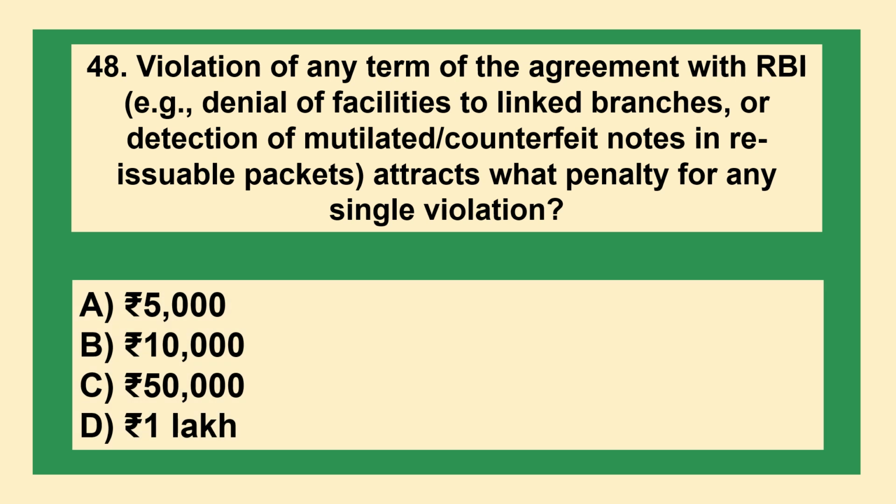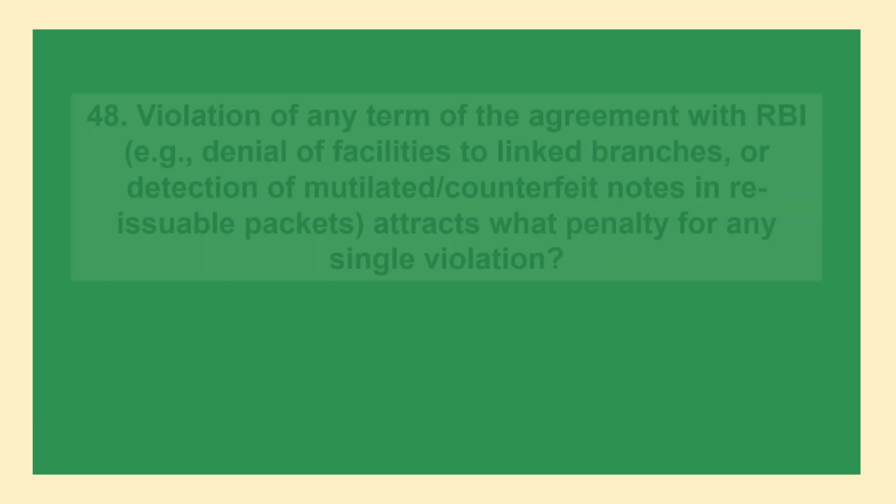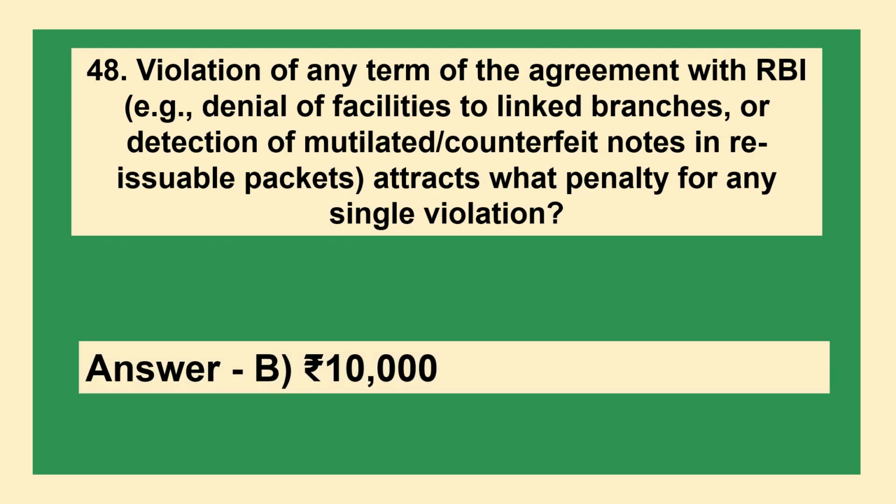Violation of any term of the agreement with RBI, that is, denial of facilities to linked branches or detection of mutilated and counterfeit notes in reissuable packets, attracts what penalty for any single violation? Option A rupees 5,000, option B rupees 10,000, option C rupees 50,000, option D rupees 1 lakh. The answer is option B, rupees 10,000.